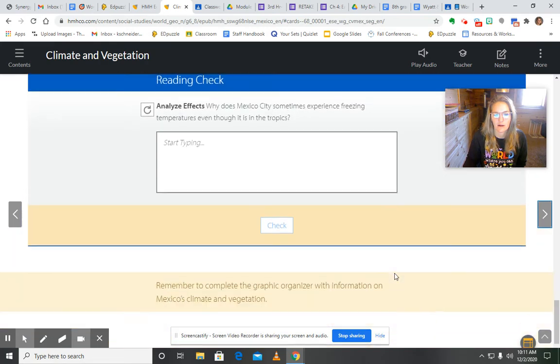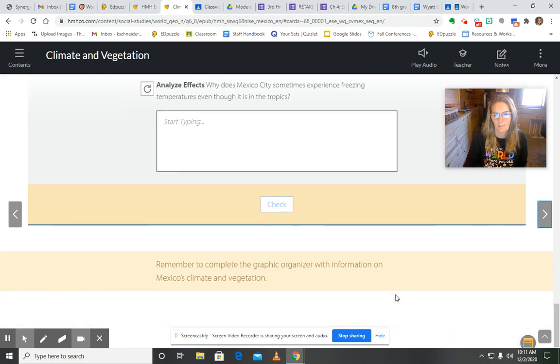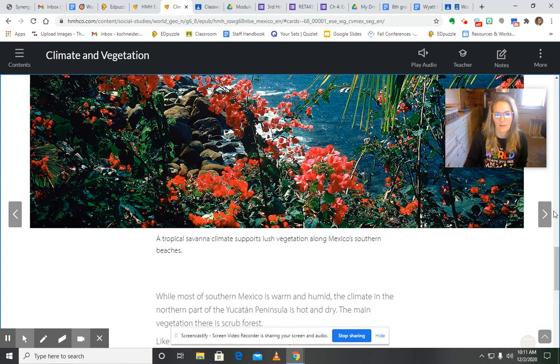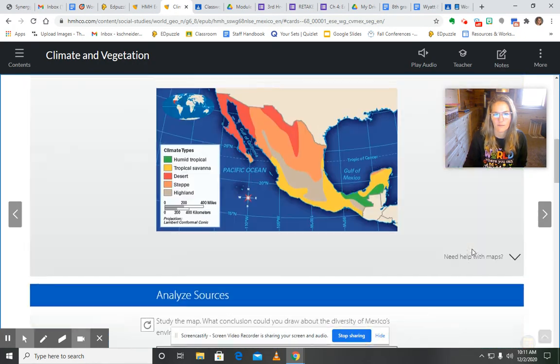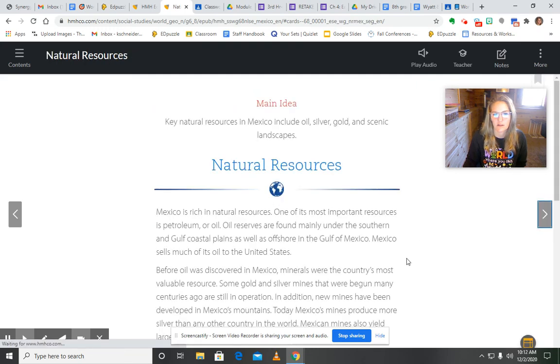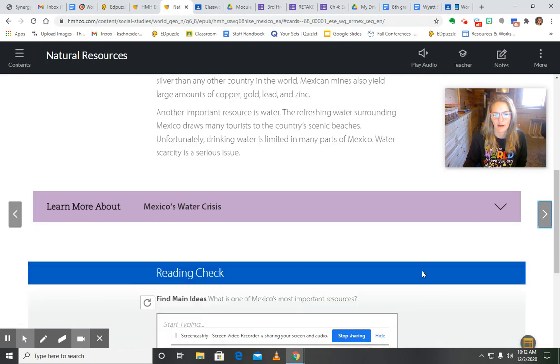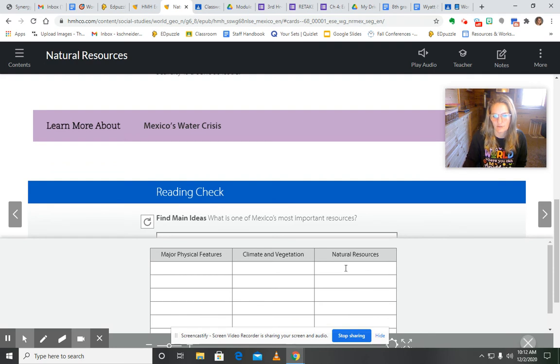And then remember to complete the graphic organizer, and also answer this question. Why does Mexico City sometimes experience freezing temperatures even though it is in the tropics? And then the last section is natural resources. So I want you to read about this and fill in the last section of the graphic organizer, and put in examples of natural resources.